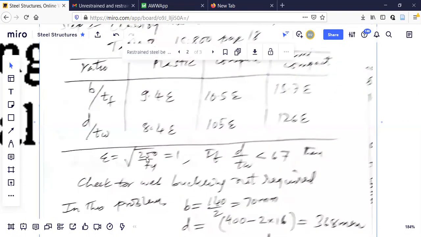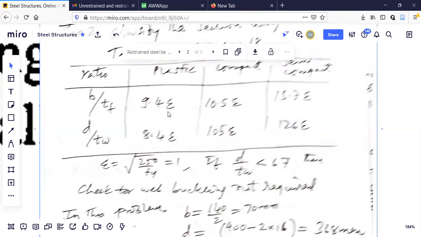So B by TF, D by TW should be 9.4 times epsilon. Epsilon, as you know, is 1 only, because it is the square root of 250 by Fy. 250 is a constant. Fy is the yield strength of that material, which is usually in most of the cases 250. Wherever epsilon is there, it is 1 only.